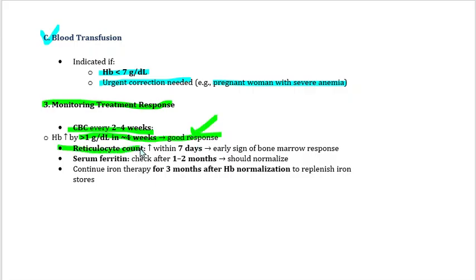We also check reticulocyte count, which was low in iron deficiency anemia, and it becomes normal in almost 7 days. Serum ferritin is checked after 1 to 2 months and should be within normal limits. Continue iron therapy for 3 months after Hb normalization to replenish iron stores. So that was all about initial anemia and then iron deficiency anemia.